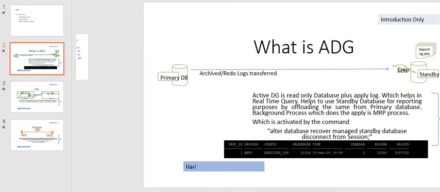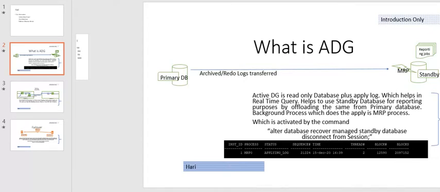Before Active Data Guard, there was Data Guard, and Data Guard was not a read-only database. It was only applying the log. People used to keep the database in mount mode and they were applying the log when they needed it. They were stopping the apply log, and keeping the mount mode database as a read-only database.